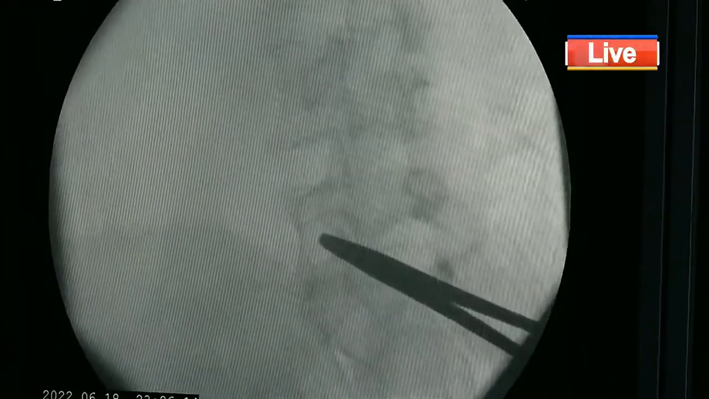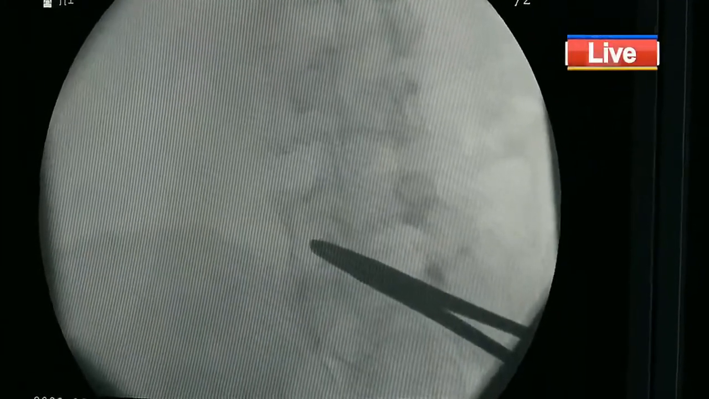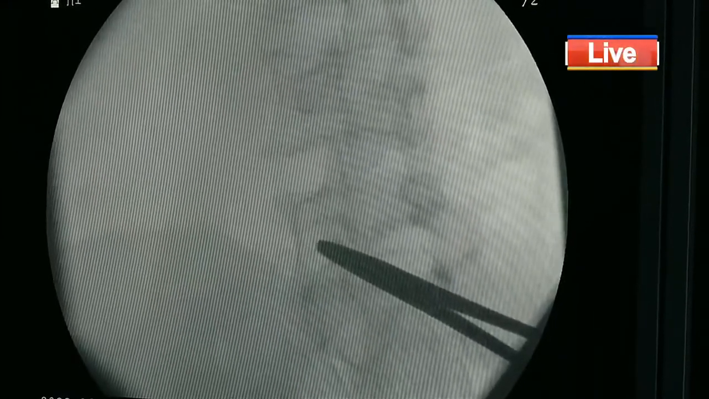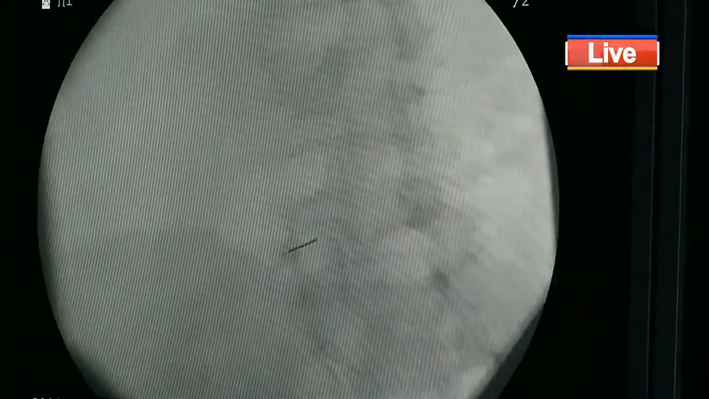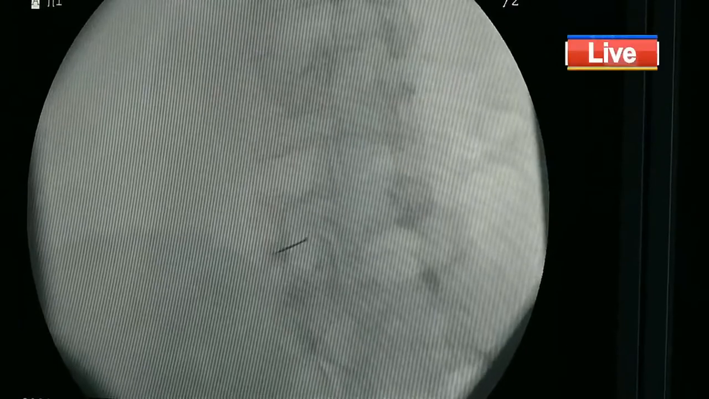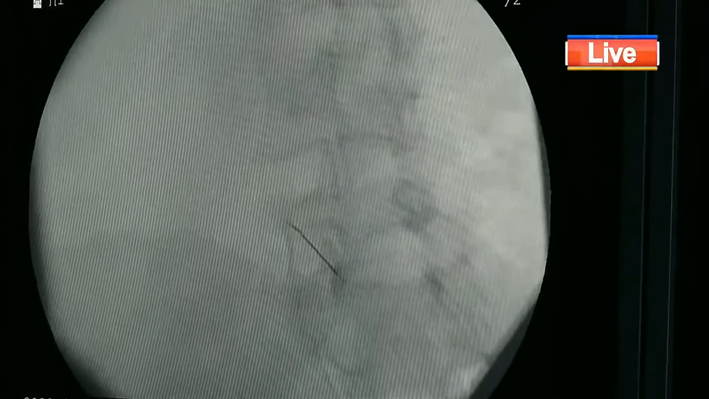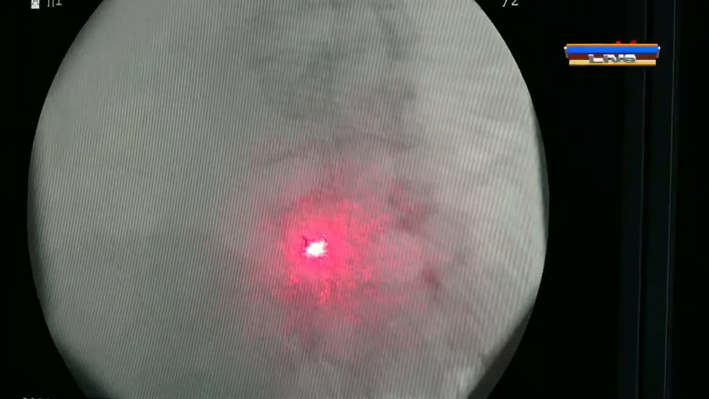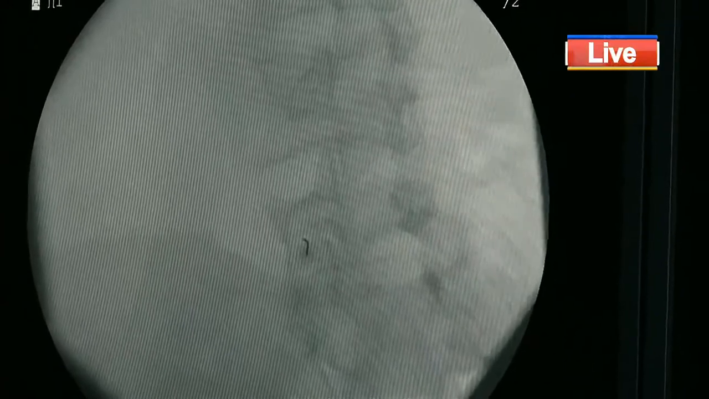Having given the local here, remove the needle. Sure. So you can see I have replaced my local needle with this spinal needle. Sure. Okay, so now we are going to go inside in the tunnel view and we are going to attempt the entry into this foramen. Sure.